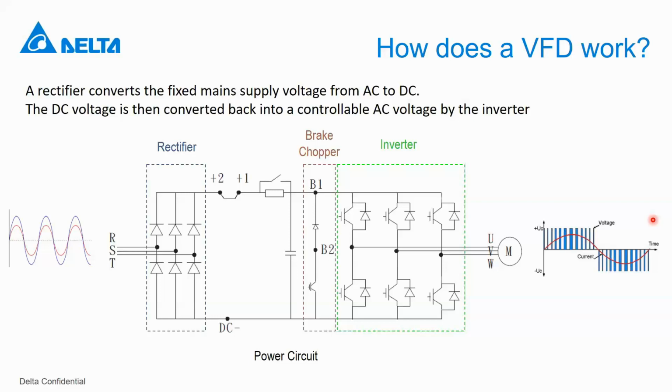So if you're working on a high-speed application, on a motor which requires an output frequency of around 600 Hertz, then you need to make sure that the carrier frequency is at least 10 times higher than that. So you need to make sure that you set the carrier frequency to at least 6 kilohertz.